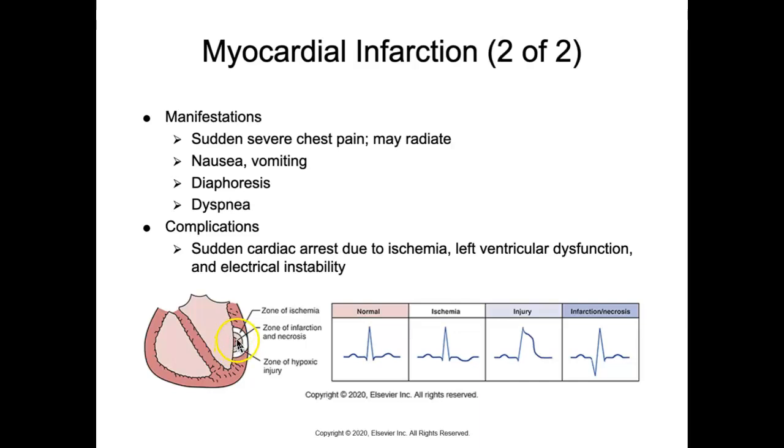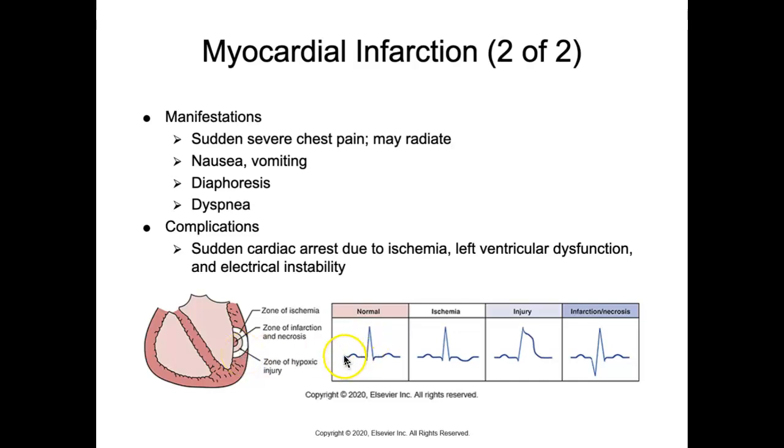So when we have our area that has been infarcted, we call that the zone of infarct and necrosis. And notice the light pink surrounding it. This is our zone of hypoxia injury. And this means that we can either recover from this and have our cardiac muscle cells return to normal, or we can have necrosis take place. And then we have in the white here the zone of ischemia, which luckily is reversible.